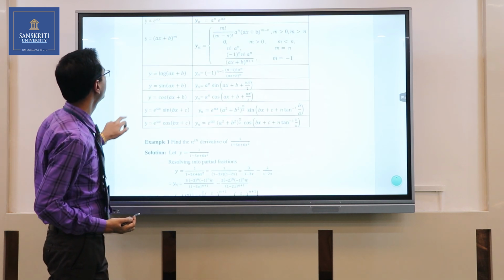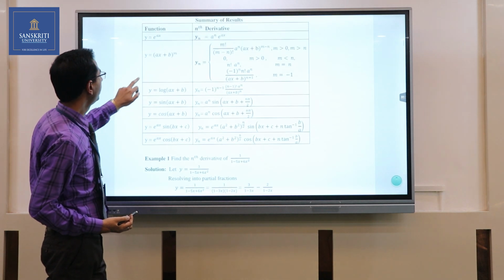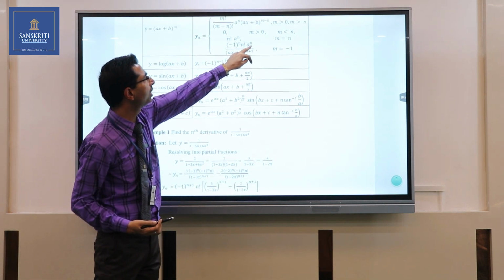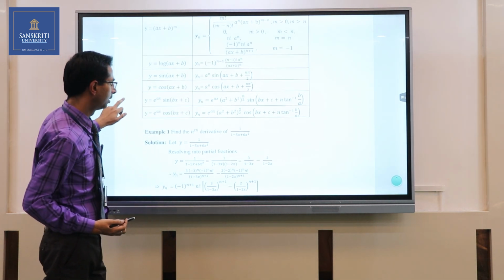This is the formula of 1 upon ax plus b, to the power n. So this is the formula: minus 1 to the power n, n factorial upon a to the power n, ax plus b to the power n plus 1. So this is the formula.